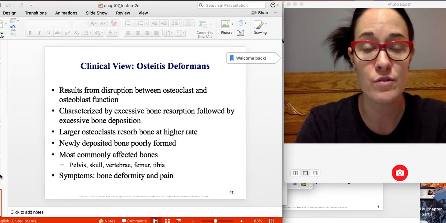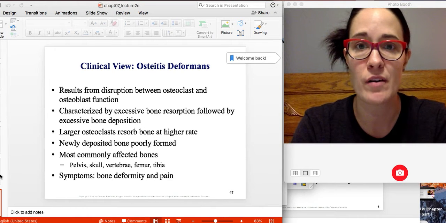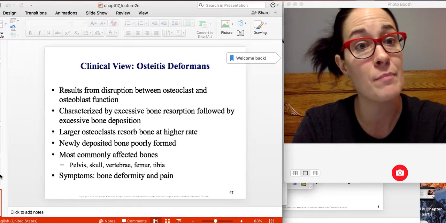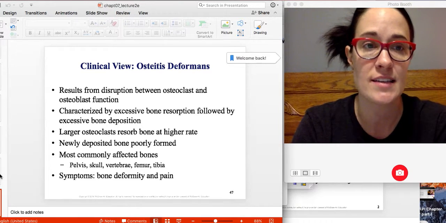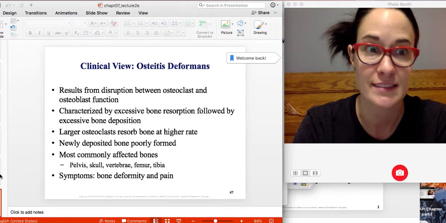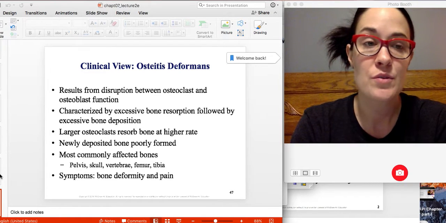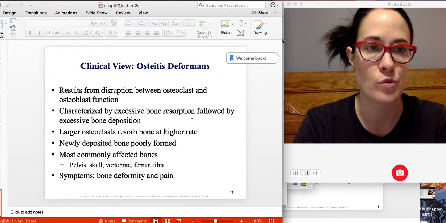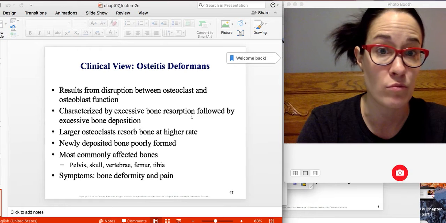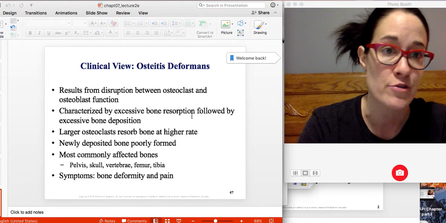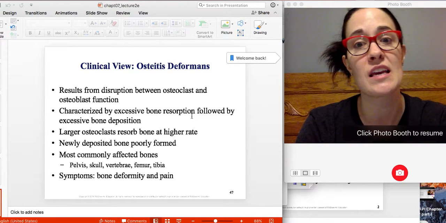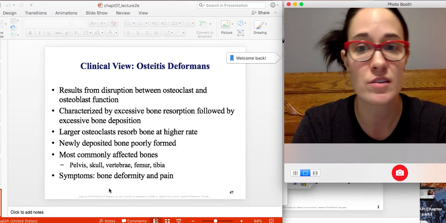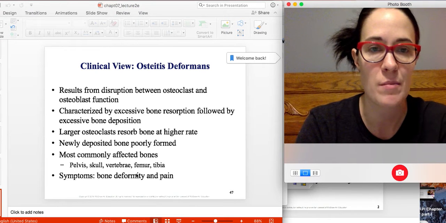This is a clinical view. Your book has a picture about osteitis deformans. It's when the balance of the osteoclast and osteoblast is not balanced. So what happens is there's too much bone breaking down, bone reabsorption, followed by a period of extensive bone deposition or laying down the bone tissue. So we're going to see these overgrowths of bone tissue, poorly formed bones in the pelvis, skull, vertebrae, femur, tibia are the most common areas.